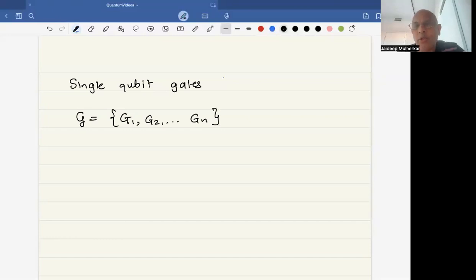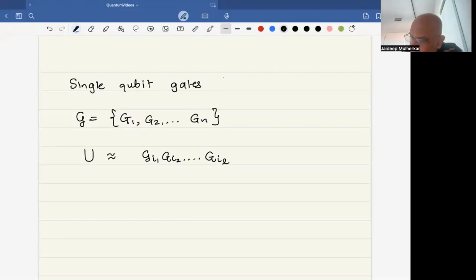So in this context, what does universality mean? It means that if I have a single qubit unitary U, then I can approximate it to arbitrary accuracy by using gates only in the set G. That means U is nearly equal to G_i1, G_i2, ..., G_iL. And of course, as L increases, the accuracy to the gate U also increases.